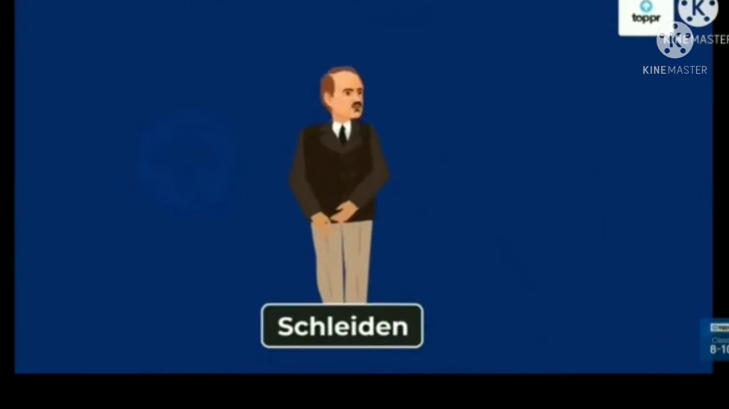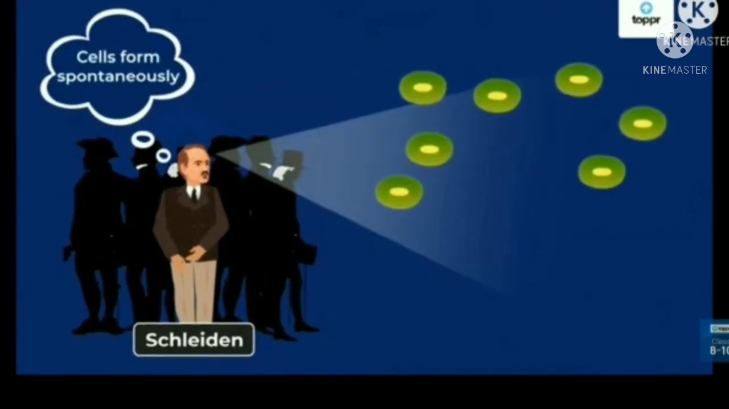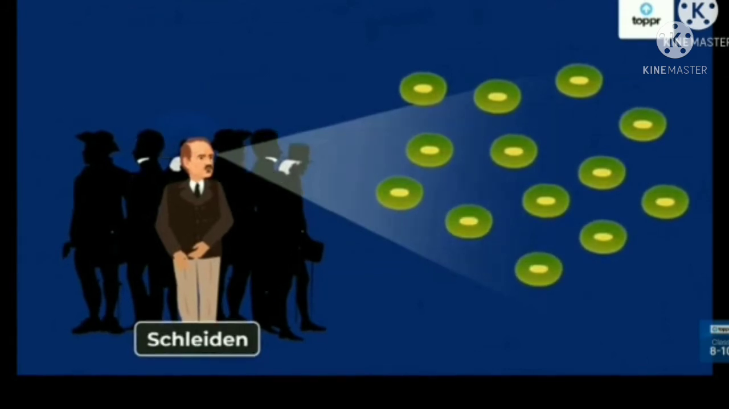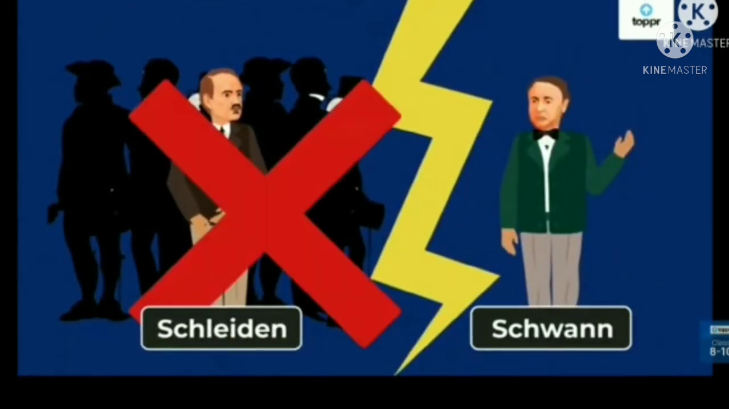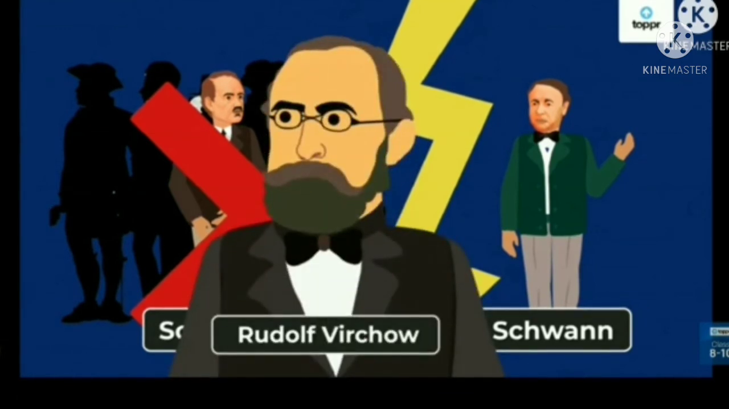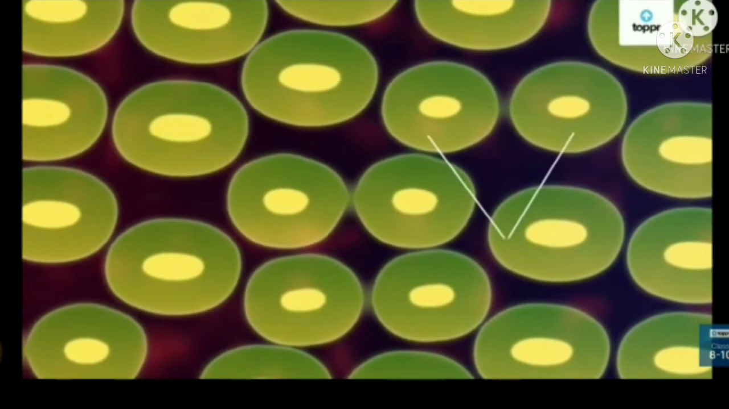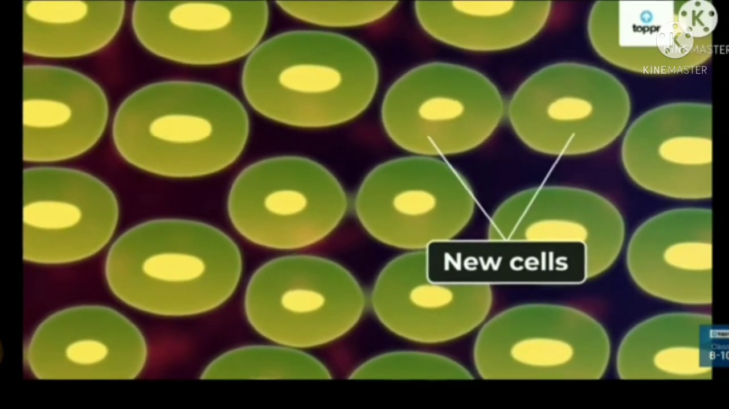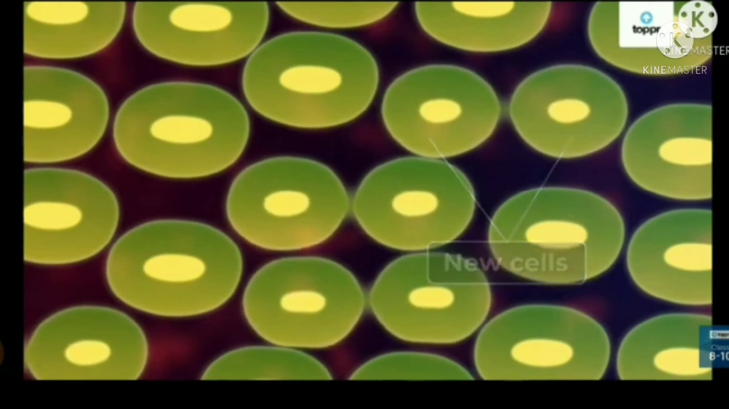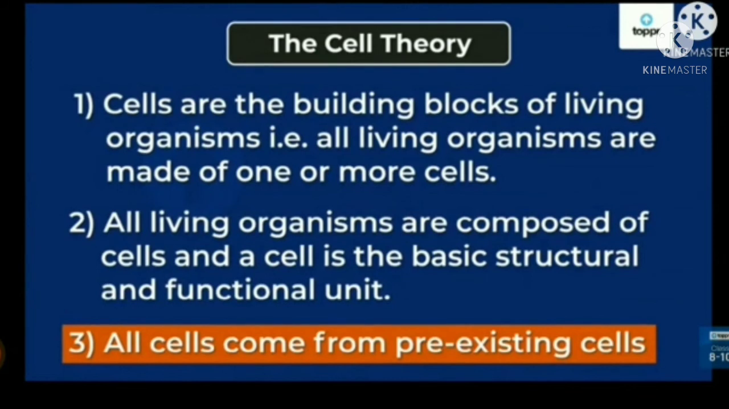Schleiden, like many other scientists who lived during that period, believed that cells are formed spontaneously, or basically out of nothing. Schwann accepted this too, but it turned out that Schleiden was in fact wrong, because soon after, the German physician Rudolf Virchow proved that all cells come from pre-existing cells, which simply means new cells are formed from old cells. And this became the third statement in the cell theory, that is, all cells come from pre-existing cells.